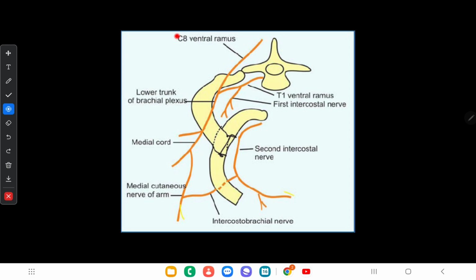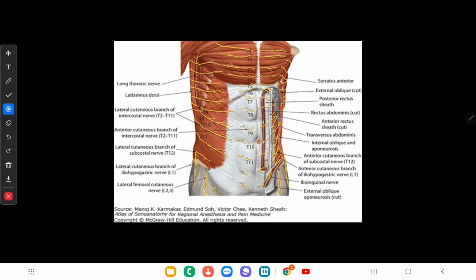The first intercostal nerve has no lateral or anterior cutaneous branches, and it crosses the first rib to join the brachial plexus. Then the second intercostal nerve is also an atypical nerve, because the lateral cutaneous branch of the second intercostal nerve is known as the intercostobrachial nerve.